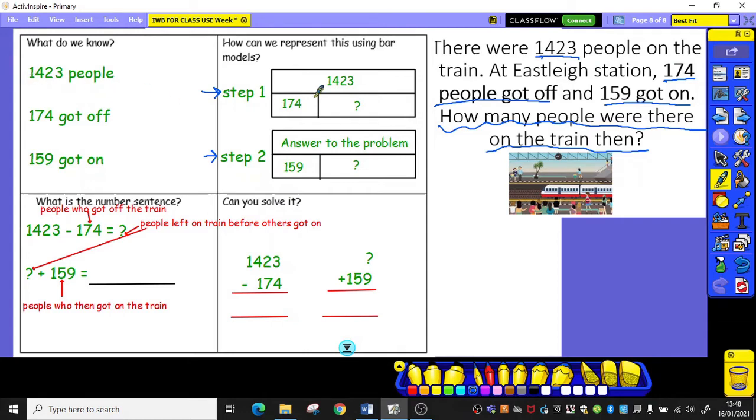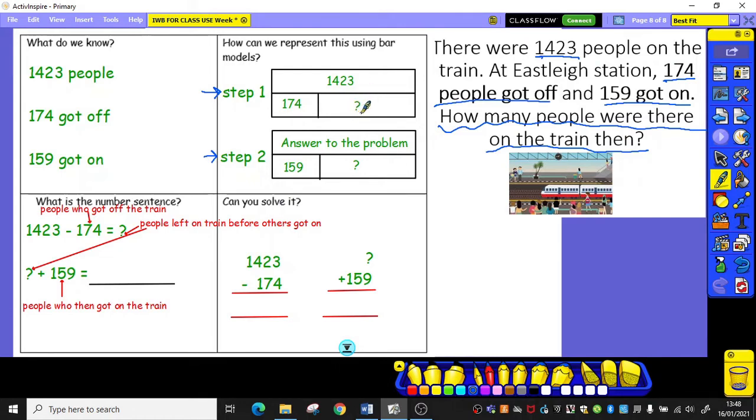I've got 1,423 people, and effectively 174 are going to get off. So I need to work out, if 174 have got off, what's my value here that's left? How many people have we got left? That's my value here. Because whoever's left on the train here, had those 174 stayed on, we would have had our total. So this is very clearly the amount of people left on the train.